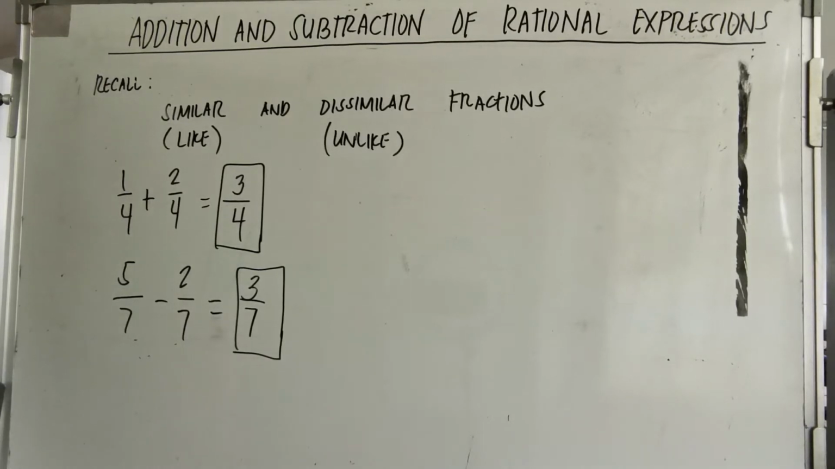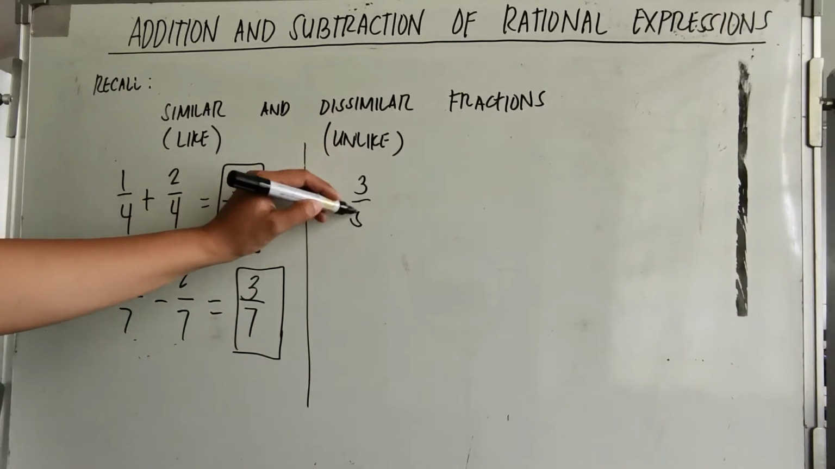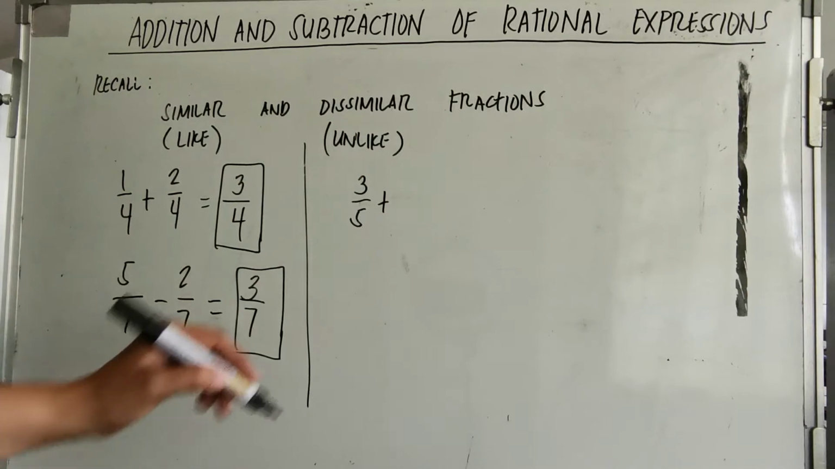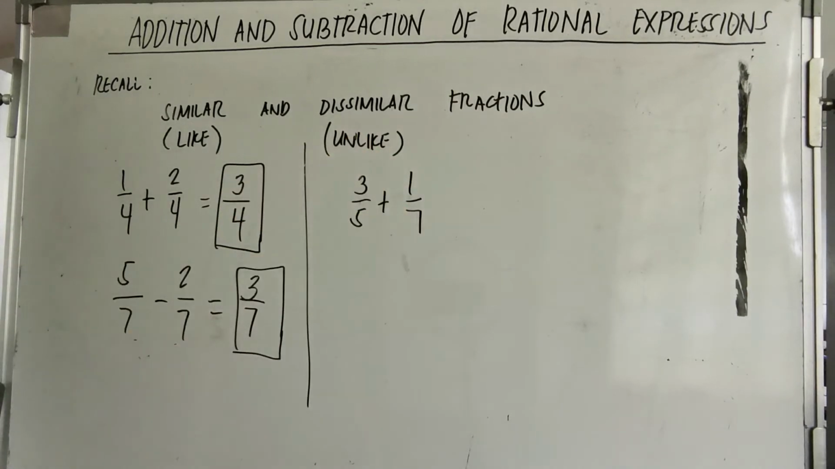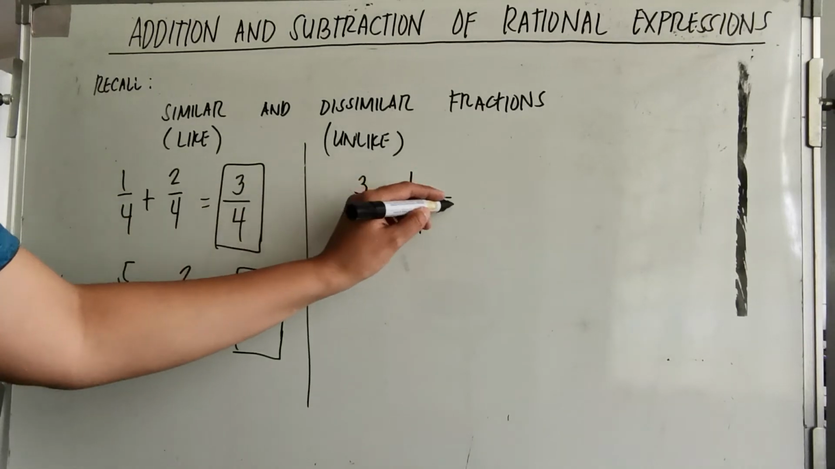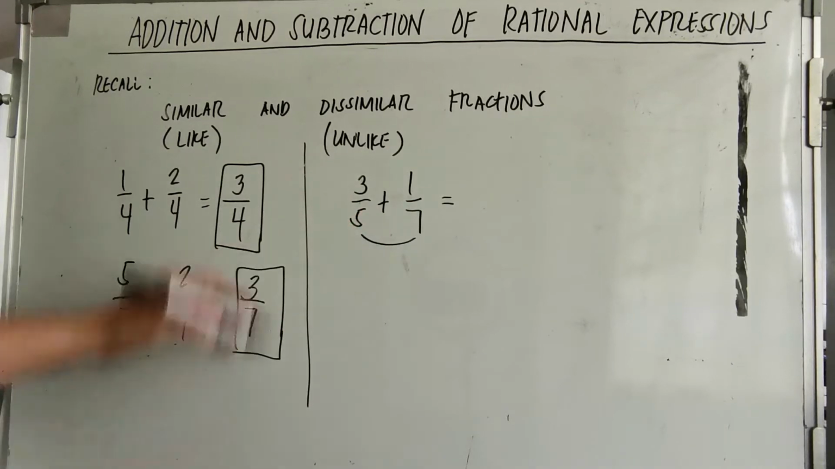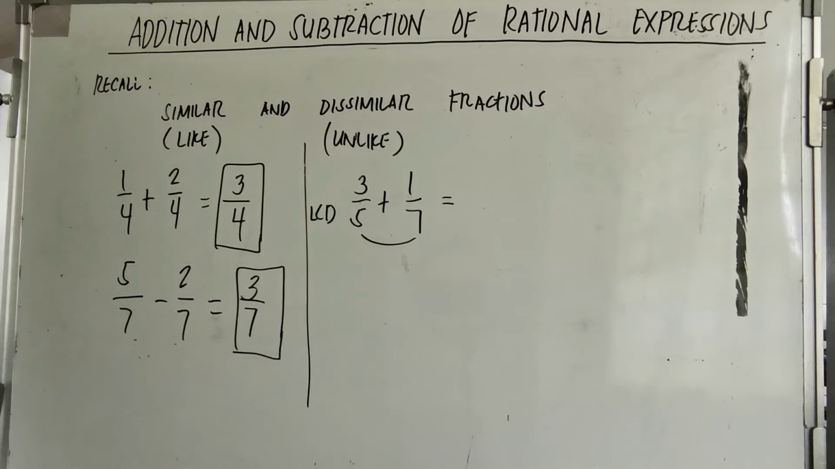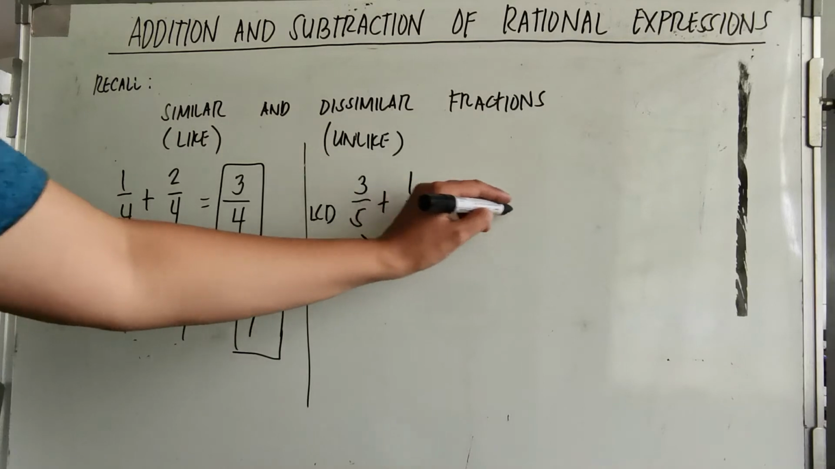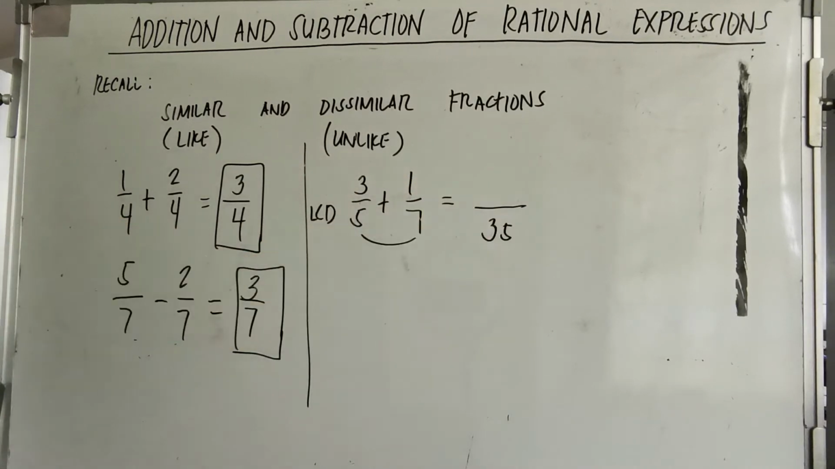Next, paano naman kapag dissimilar fraction? So, let's say we have 3/5 plus 1/7. Okay, take note. Ang ginagawa natin dyan, so recall natin, kinukuha muna natin yung kanyang LCD. So, the LCD for 5 and 7 is 35.